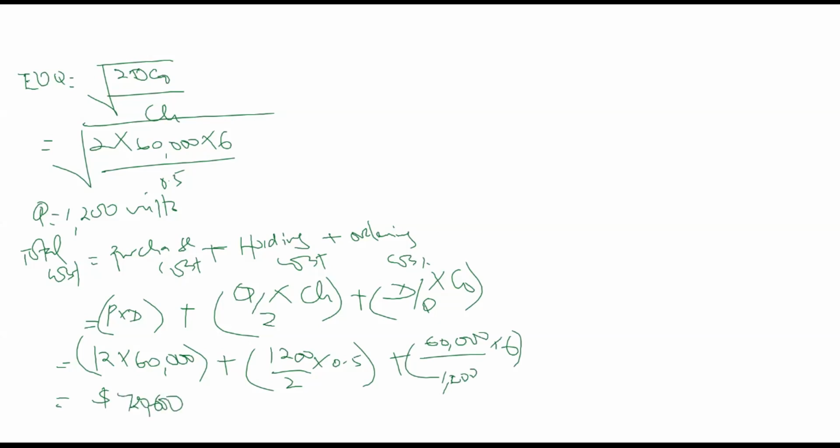Okay, $720,600. What if now we want to get a discount? If you want to get a discount, then you must order at least 10,000 units. So Q is equal to 10,000 units in case you have to get the discount. The minimum inventory you must buy to get a discount is 10,000.